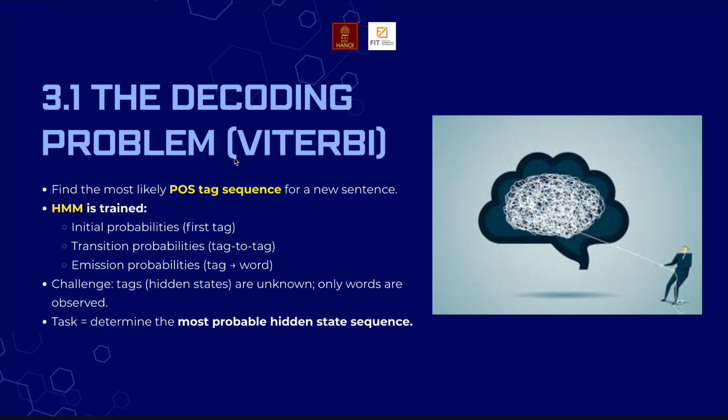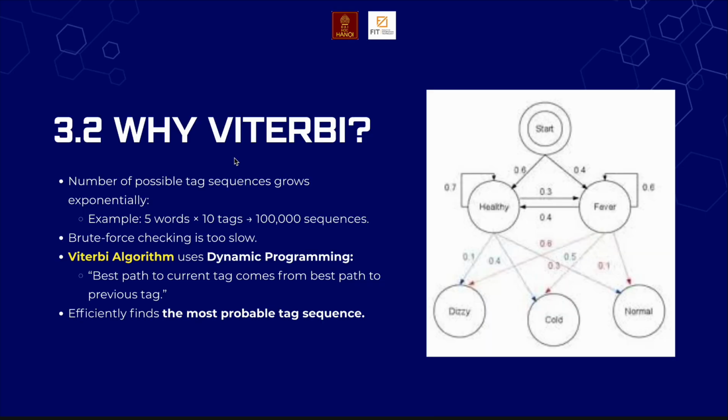So first, the decoding problem. Why do we need a special algorithm? We have to find the most likely POS tag sequence for a new sentence. From the HMM that was just presented, we have the initial probability, transition probability and emission probability. So the task here is to determine the most probable hidden state sequence. We'll talk about why we use the Viterbi algorithm here.